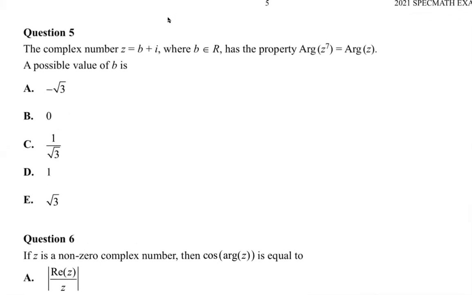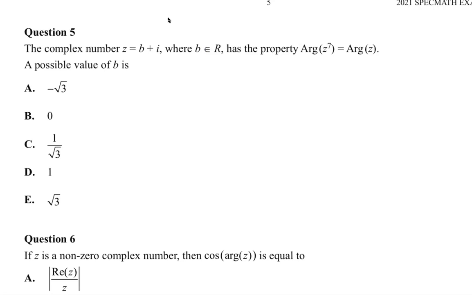Fairly easy. Question 5. The complex number z equals b plus i, b is a real number, has the property of argument z to the power of 7 equals argument z. A possible value of b could be, let's say, okay, argument in my CAS calculator, I can use the syntax angle. So angle z to the power of 7 should be b plus i to the power of 7 equals angle b plus i itself. So now I'm looking for the value of b if it's possible.